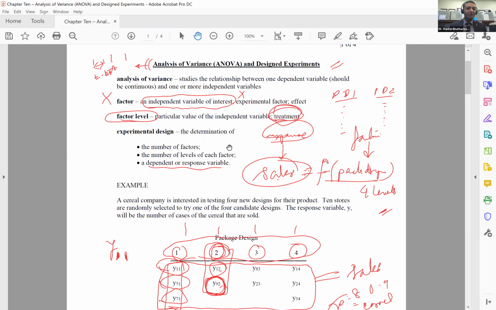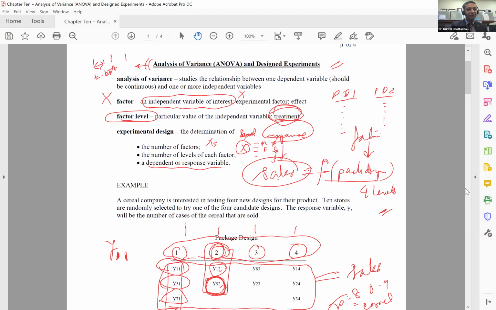Okay, so experimental design essentially encompasses the determination of the number of factors, number of levels in each factor, and the dependent or the response variable. So number of factors is how many x's, number of levels of each factor. So if x is a factor, x can have multiple levels. Okay, so if this is sex, that can be male and female. If this is level of education, that can be freshman, sophomore, junior, senior. Those can be all levels within that factor.